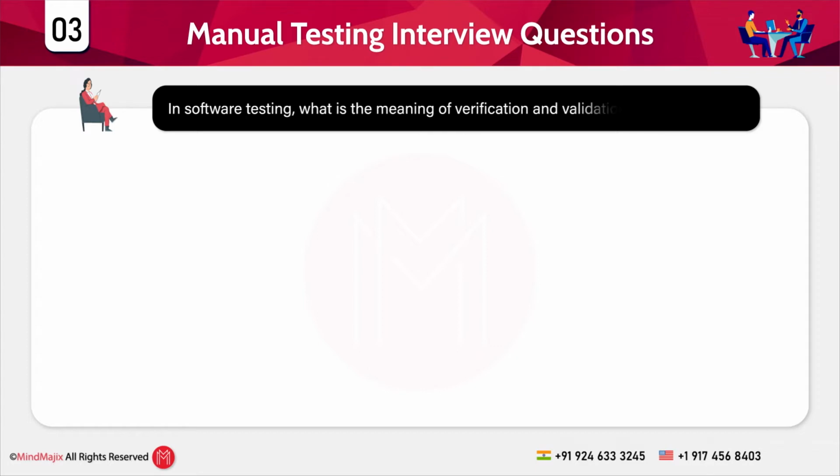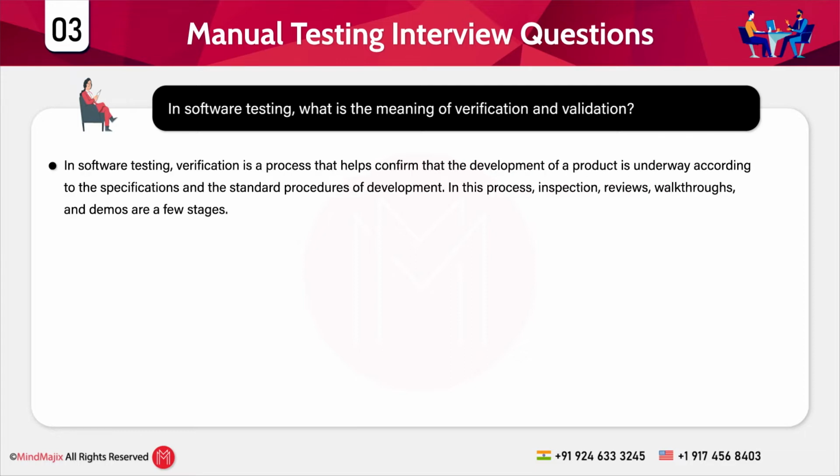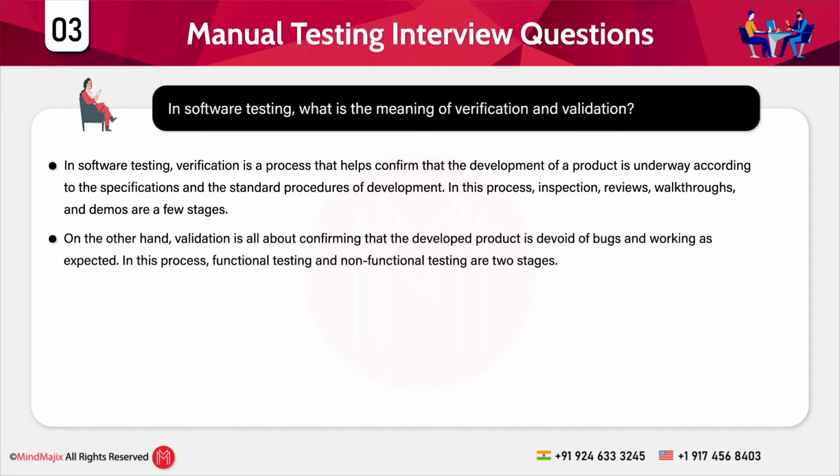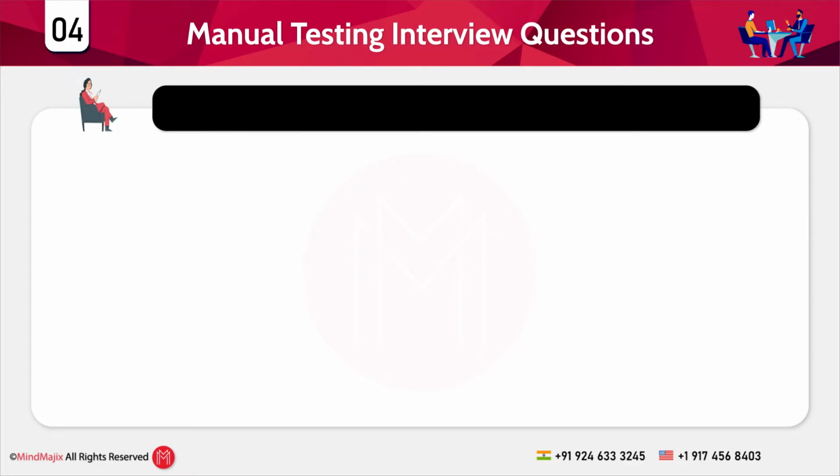In software testing, what is the meaning of verification and validation? Verification is the process that helps confirm that the development of a product is underway according to the specifications and the standard procedures of the development. In this process, inspection, reviews, walkthroughs, and demos are a few stages. Validation is all about confirming that the developed product is devoid of bugs and working as expected. In this process, functional testing and non-functional testing are the two stages. Let's move ahead with the next question.